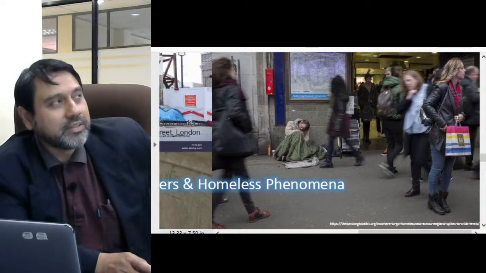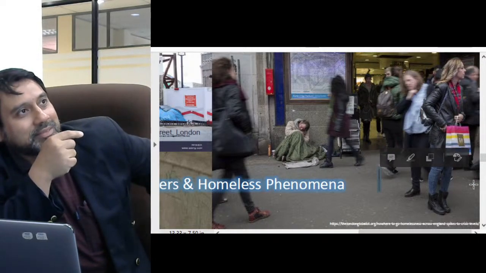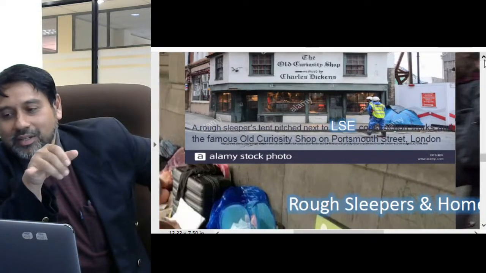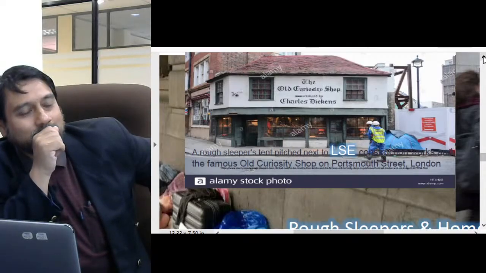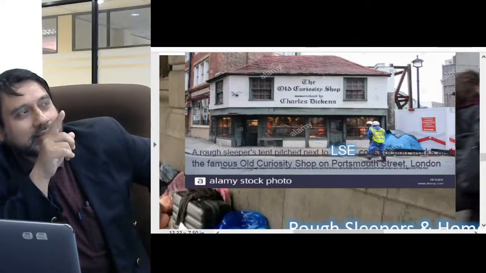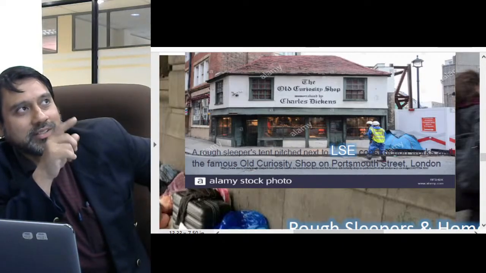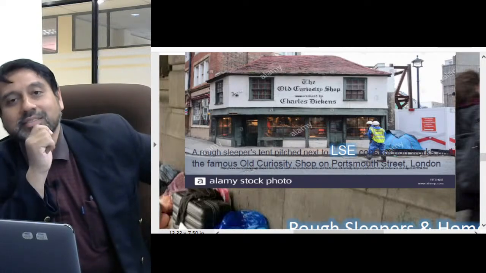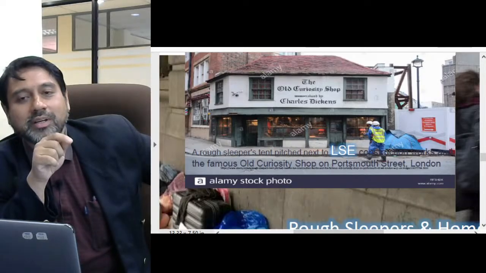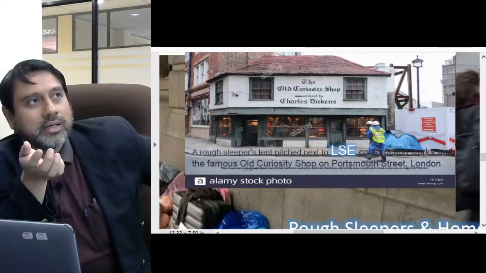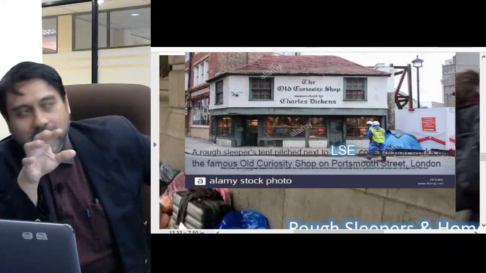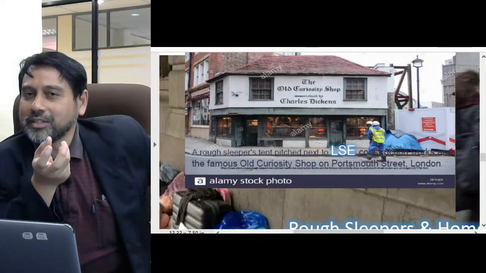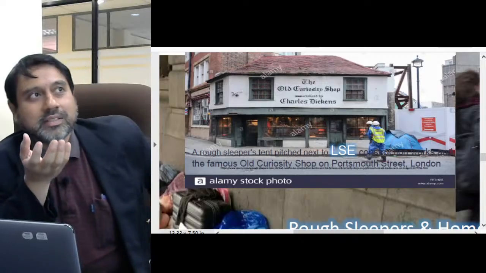And you go further down, and the picture on the left. If you walk down the street from Holborn train station towards LSE, right, there's a shop, the Old Curiosity Shop, which is in Charles Dickens' book, by the way. You see a little blue tent there. That is a rough sleeper sleeping in a tent because it's cold, right? They have to protect themselves inside the tent. And this is in the financial center of the United Kingdom, the financial center of the world, London. And this is in zone 1.